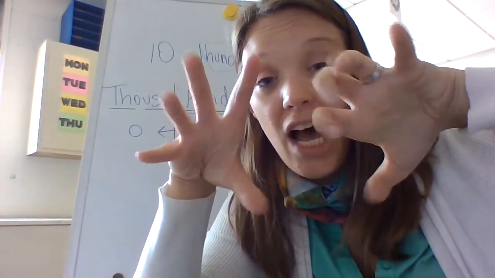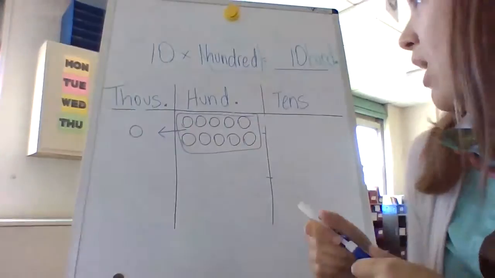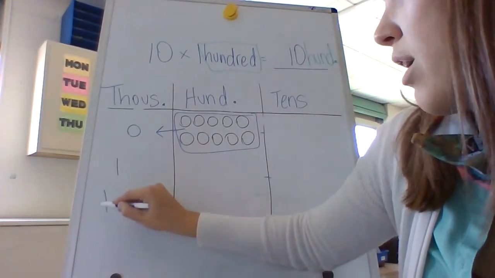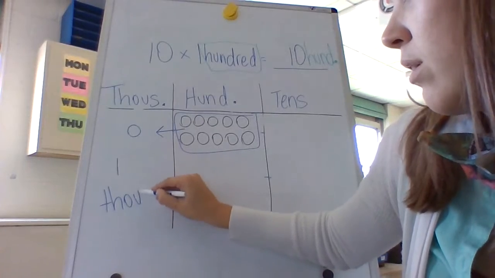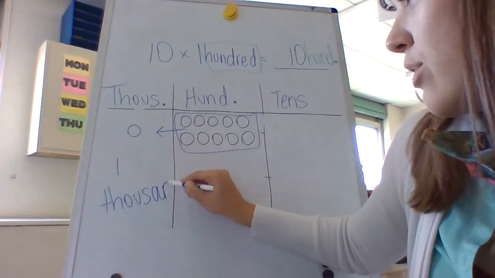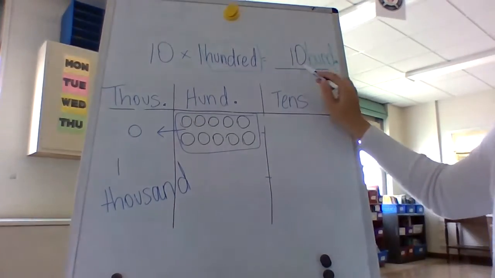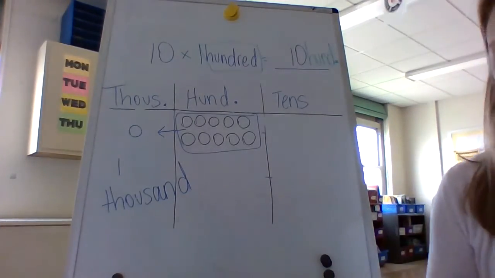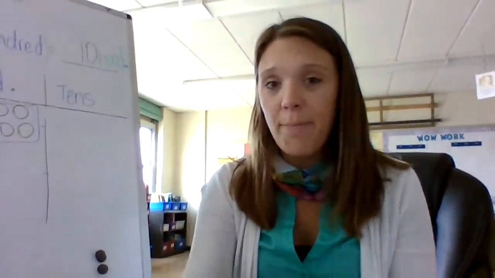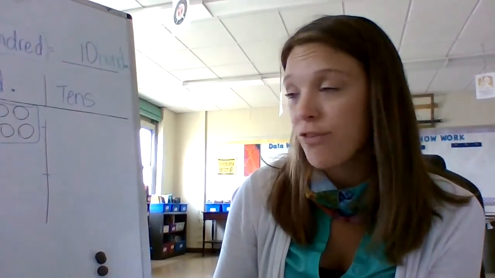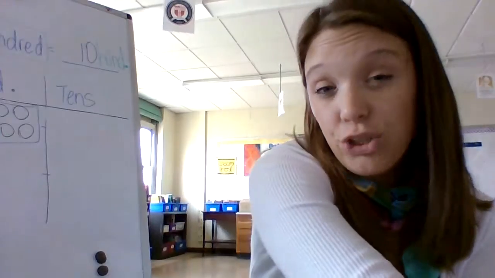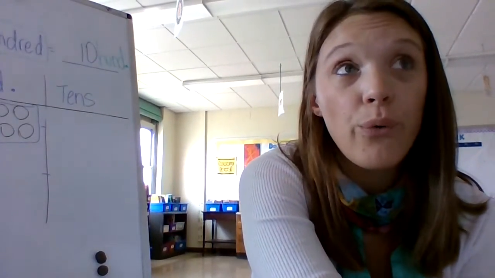Sorry. 10 hundreds is the same thing as 1,000. So 10 of these is equivalent to 1,000. So the answer to this problem would be 10 hundreds or 1,000. I hope this step-by-step was a little helpful for you. I'm not going to go over the third problem with you. I want you to at least try that one on your own.